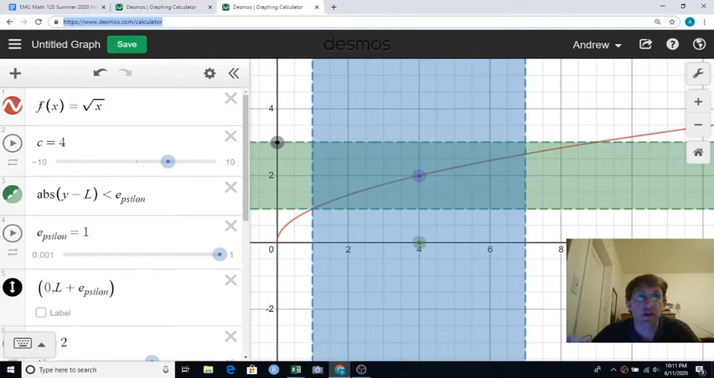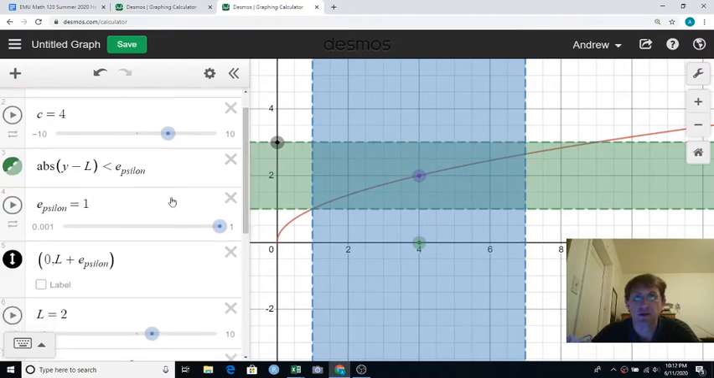So here we are. I've got f of x equals square root of x. I'm centered around the value x equals 4. And I've got a tolerance band around y equals 2 here. I'm trying to show that the limit of square root of x as x goes to 4 is 2, which seems fairly straightforward. And the book shows all the algebra for this.